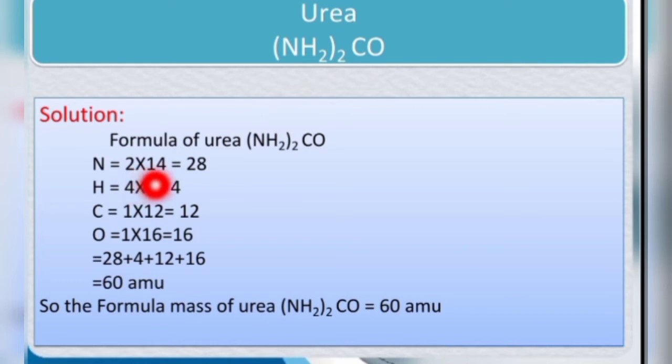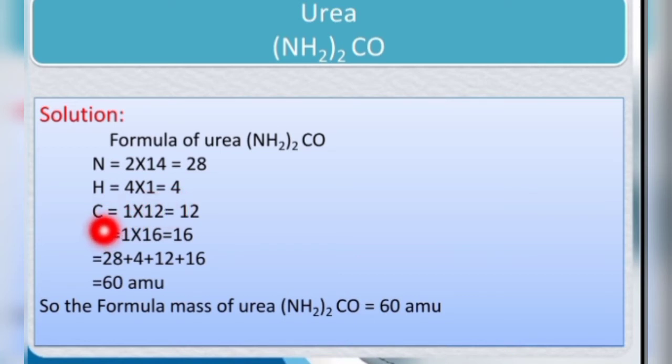14 is the atomic mass of nitrogen. Answer 28. Now, a total of 4 hydrogen is present in the formula. 4 multiplied by 1. Answer 4.